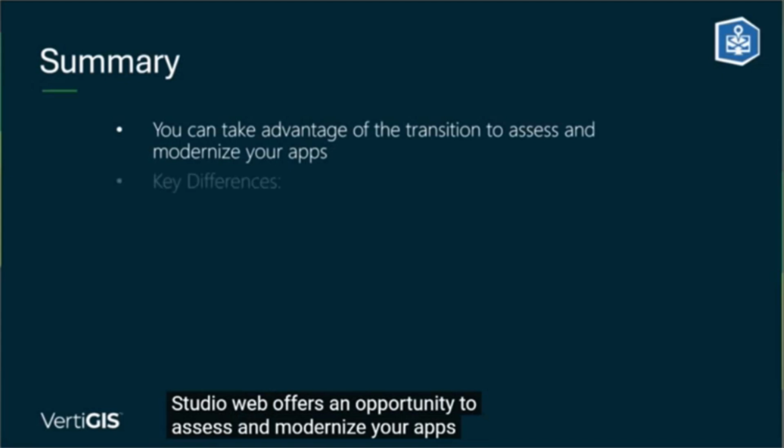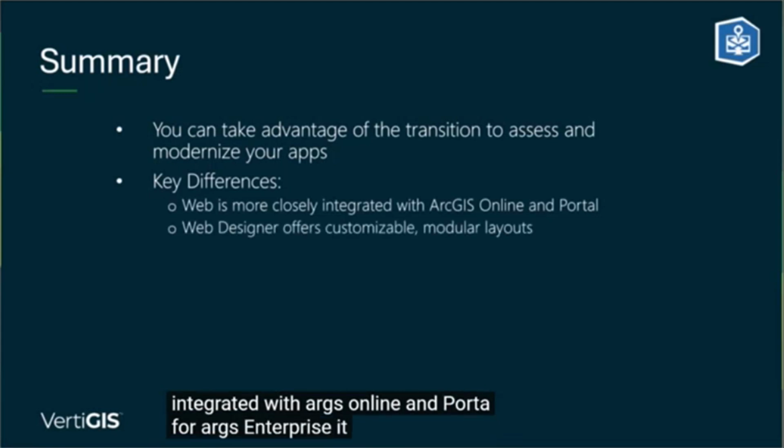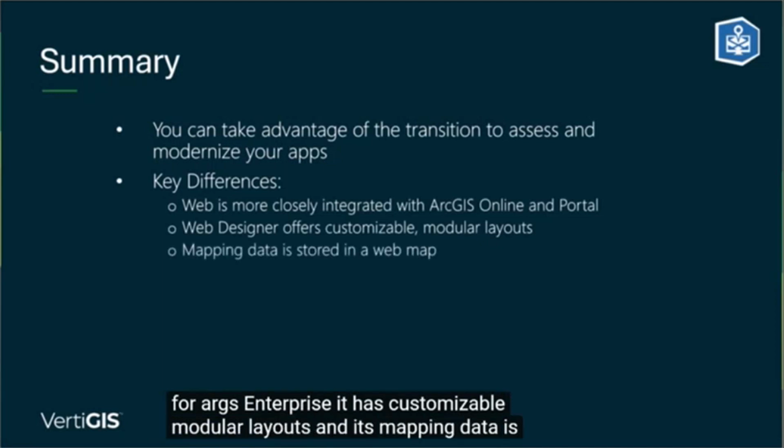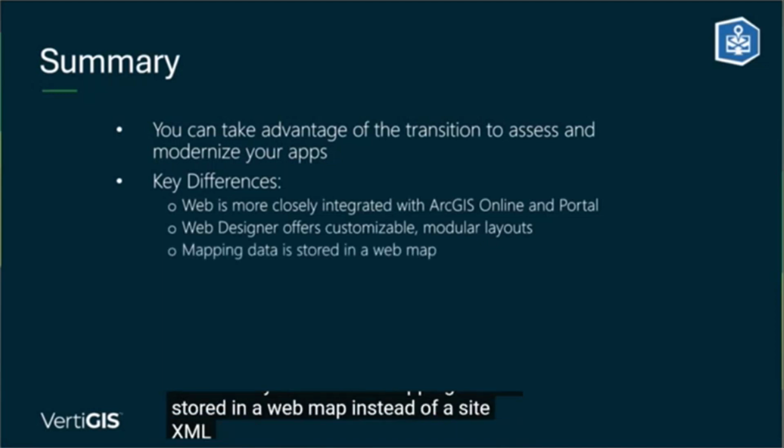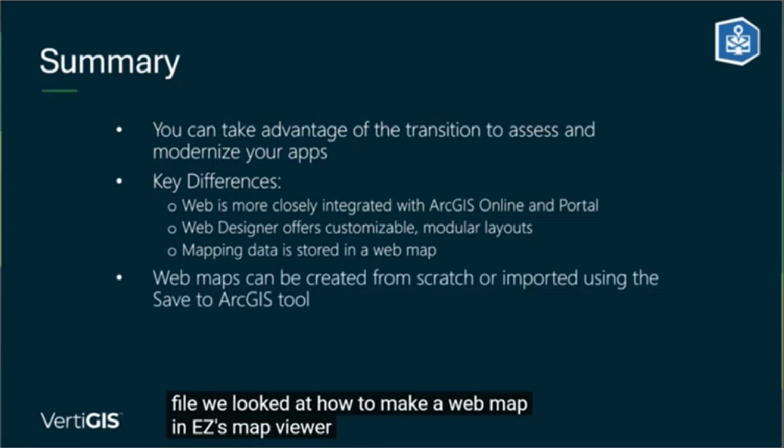To summarize, transitioning from Essentials to VertiGIS Studio Web offers an opportunity to assess and modernize your app. As far as differences go, Web is more closely integrated with ArcGIS Online and Portal for ArcGIS Enterprise. It has customizable modular layouts, and its mapping data is stored in a web map instead of a site XML file. We looked at how to make a web map in Esri's map viewer, as well as how to export a web map from a Geocortex viewer.